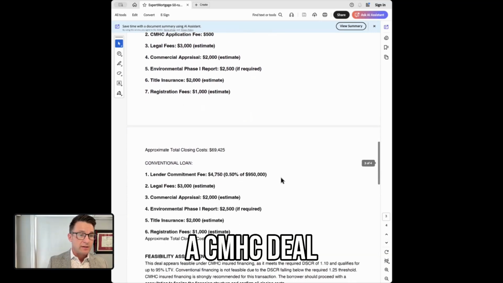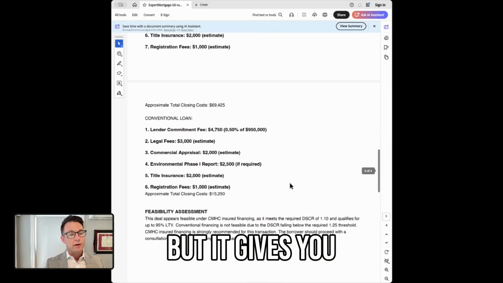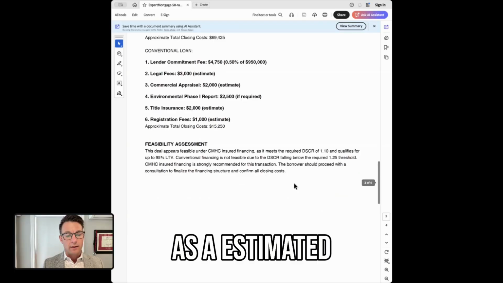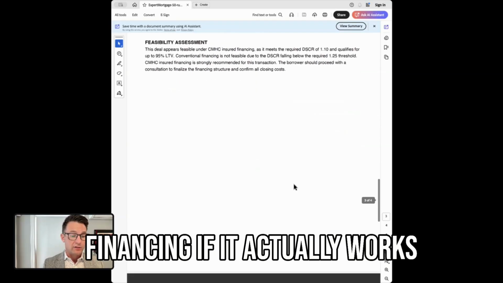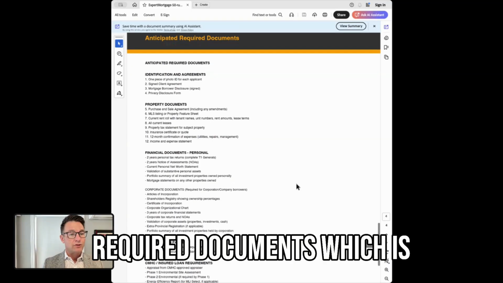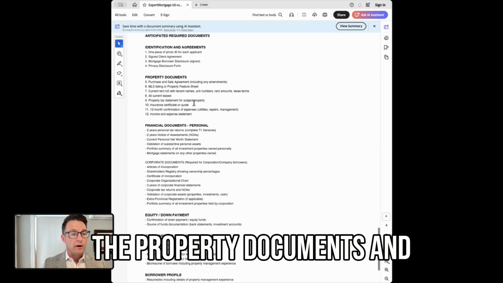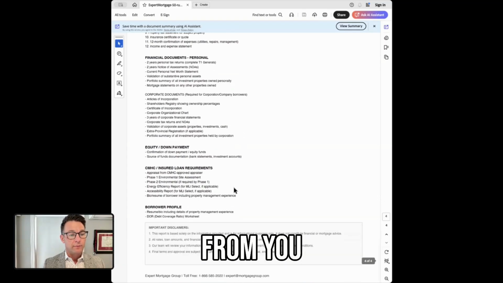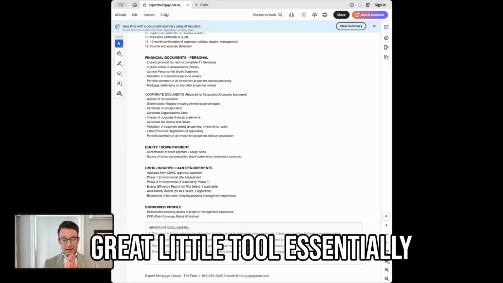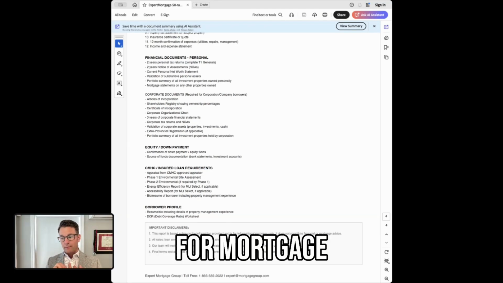And when you're doing a CMHC deal, you need an appraisal, a phase one, you need a lot of documentation, but it gives you an idea of what this could look like as an estimated ballpark of financing if it actually works. The last page will give you the anticipated required documents, which is compliance docs, client agreements, the property documents, and then the financial documents that we would need from you, the equity down payment, and the required docs.